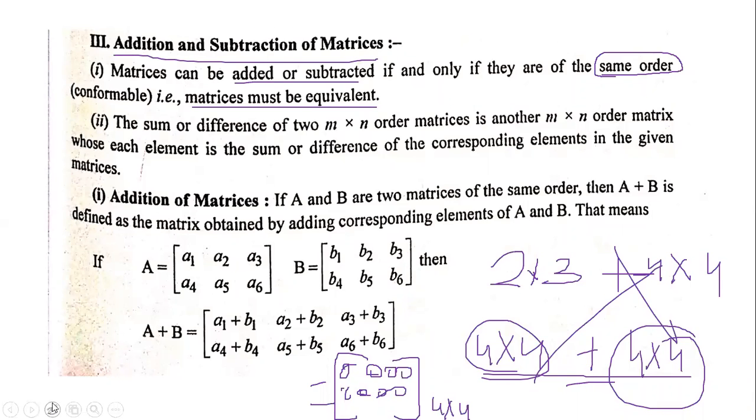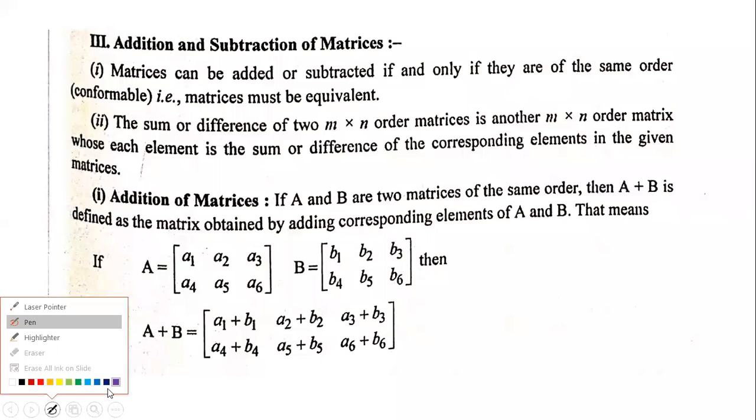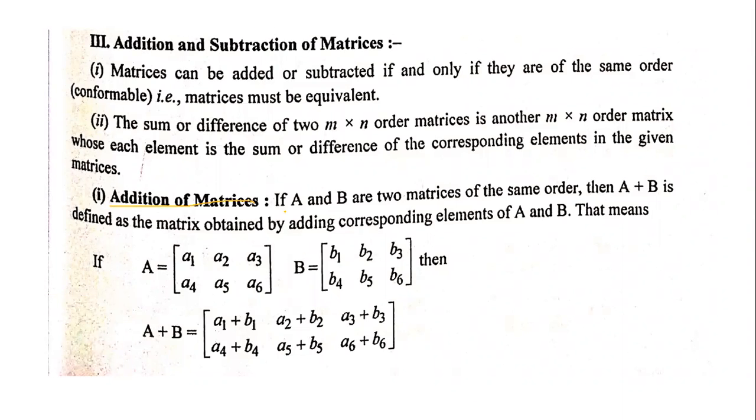Okay, so let us see how the addition of the matrix is done. If A and B are two matrices of the same order, then A plus B is defined as the matrix obtained by adding corresponding elements of A and B. So if a matrix is A1, A2, A3, and then A4, A5, A6, there are 6 elements here. And what is the order of the matrix? There are 2 rows and 3 columns. So 2 into 3 is the order. Now if you see on the other side, the matrix B also is 2 into 3. Correct? So 2 into 3 and 2 into 3.